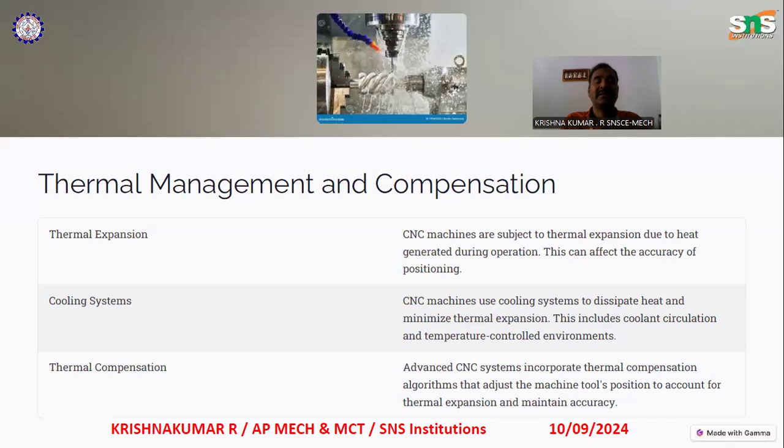Thermal compensation. Advanced CNC systems incorporate thermal compensation algorithms that adjust the machine tool's position to account for thermal expansion and maintain accuracy.